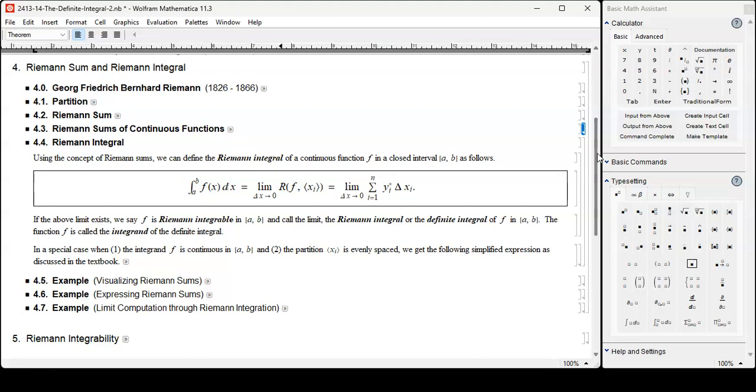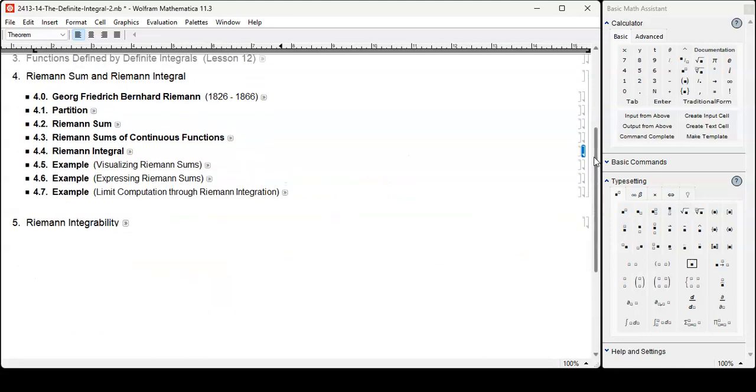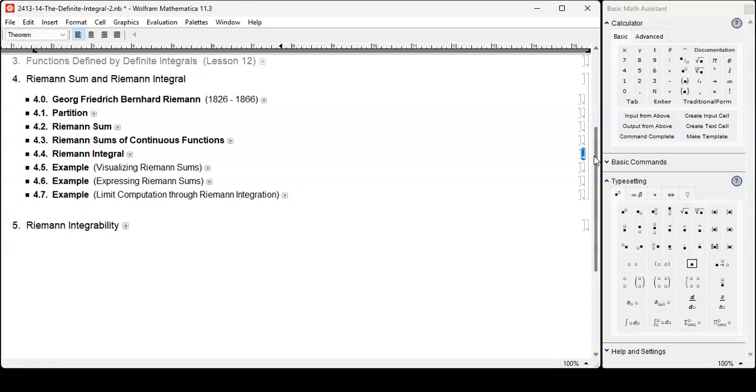So if that limit exists, then we say the function is Riemann integrable in that interval, and the common limit value is the Riemann integral. By the way, the Riemann integral is the same as the definite integral, and there are other ways to define definite integrals, but they're all really advanced, probably graduate level. So at this moment, Riemann integral and definite integral are the same. Okay, we went through the definition of Riemann integral finally.